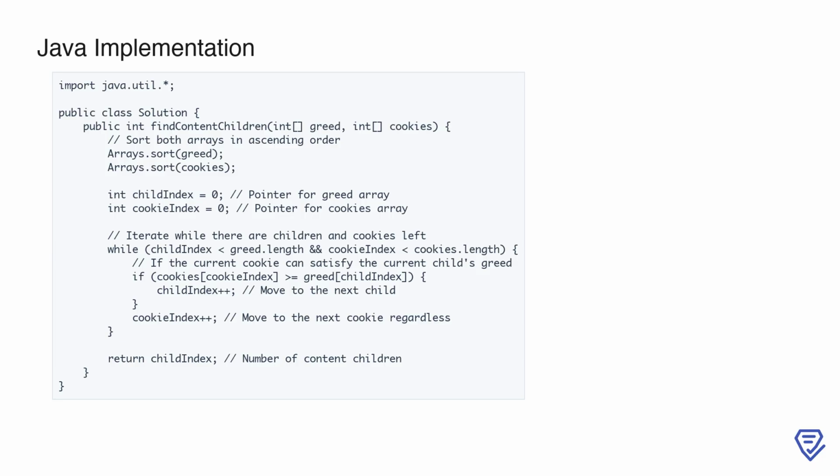This is the Java implementation of LeetCode problem number 455, Assign Cookies. The solution mirrors the logic of the provided Python code. Both the greed array and cookies array are sorted in ascending order. 2 pointers are used to iterate through each array. If a cookie satisfies a child's greed, the child pointer moves forward, and the cookie pointer progresses regardless. The implementation uses Java's Arrays.sort for sorting and adheres to Java conventions with explicit type declarations and class structure.